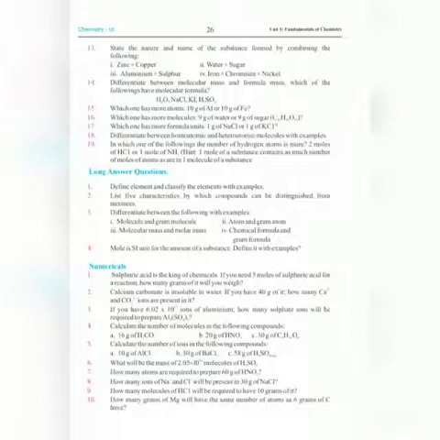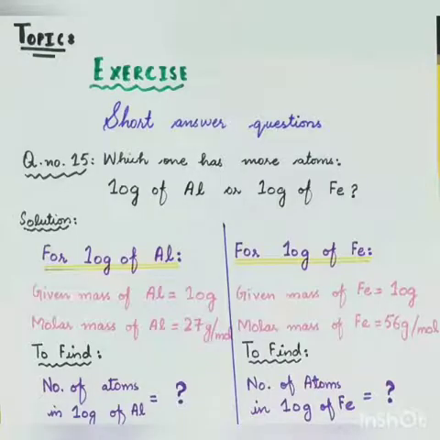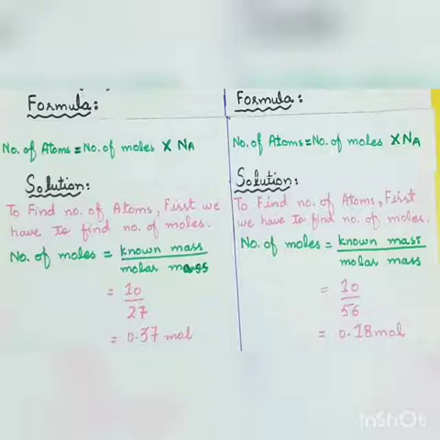Our next question is: which one has more atoms, 10 gram of aluminium or 10 gram of iron? We have to find the number of atoms in 10 gram of aluminium and 10 gram of iron. Our given data is: given mass of aluminium is 10 gram, and molar mass of aluminium is 27 gram per mole. While given mass of iron is also 10 gram, but molar mass of iron is 56 gram per mole.